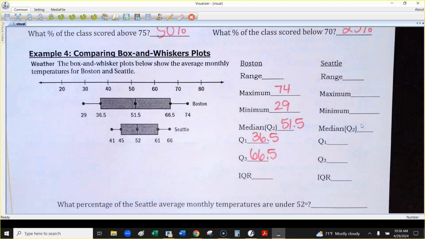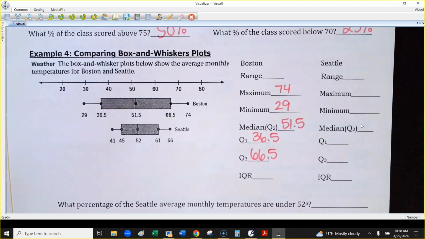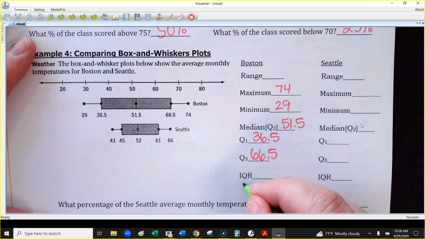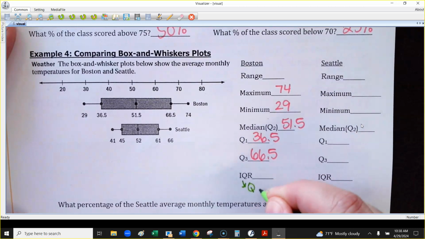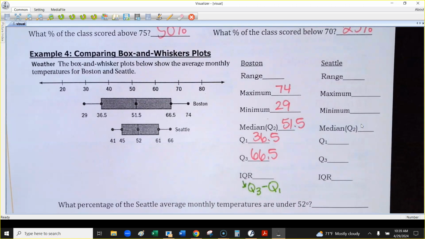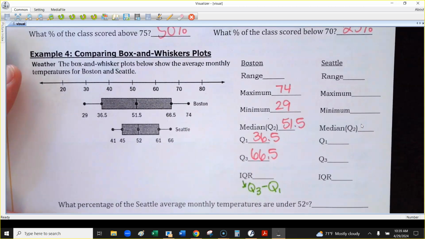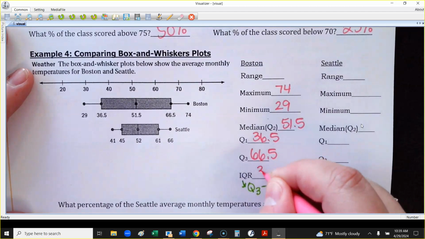Okay, now I didn't really calculate this on anything, but I kind of mentioned it on the front. The interquartile range, we call that IQR, is whatever Q3 is minus Q1. So basically it just represents the difference between the two sides that make up the rectangle. So all I would do there is 66.5 minus 36.5. So the interquartile range there would be 30.